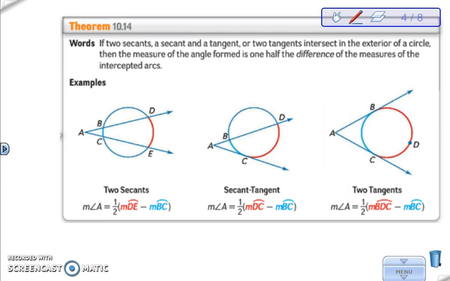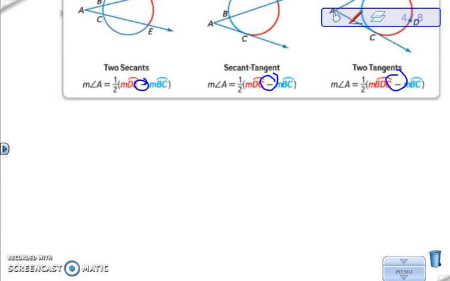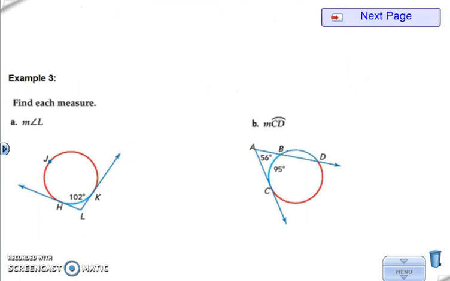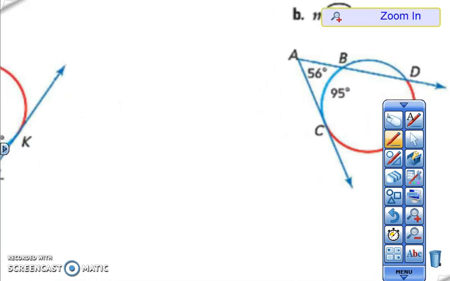So finally, if the angle is outside the circle, if the two lines intersect outside the circle, we're going to take 1/2 of the large arc minus the small arc. So if the angles are inside the circle, we add. If the angles are outside of the circle, we subtract.